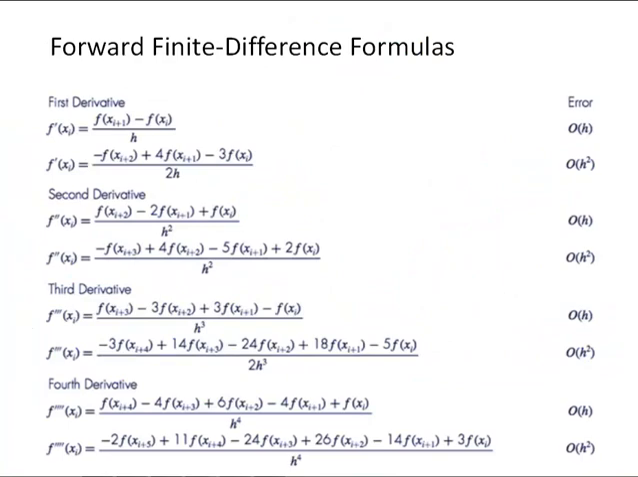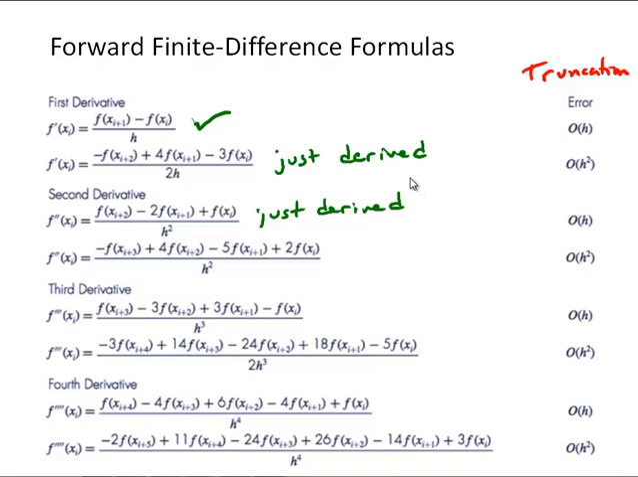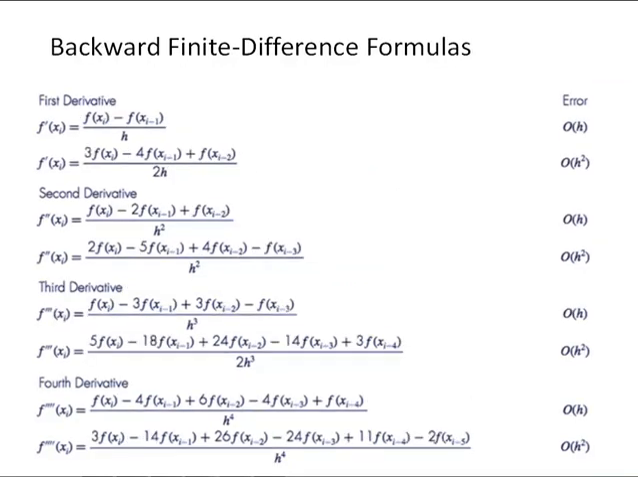These are forward finite difference formulas. And here's the truncation error over in the right column. So we have looked at that forward finite difference. We just derived the second order forward finite difference. And here's the first order finite difference of the second derivative that we also just derived. But we could come up with a second order finite difference for the second derivative, and on for third derivative and fourth derivative if we wanted. These are the backward finite difference formulas. They kind of look like a mirror image, which is not too surprising, of the forward finite difference formulas.